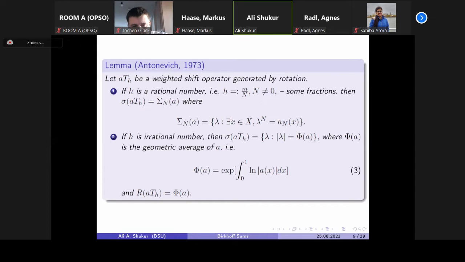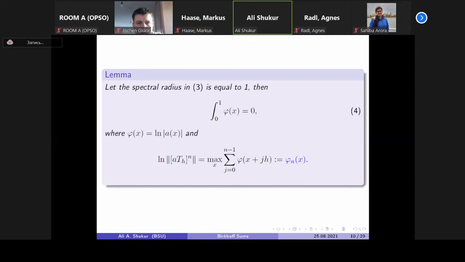In 1973, Antonevich got some result that if h is a rational number, then the spectrum of the weighted shift operator is this set. And if h is a rational number, the spectral radius is the geometric average of a, and it is given by this formula. So this is the formula for the spectral radius of the weighted shift operator.